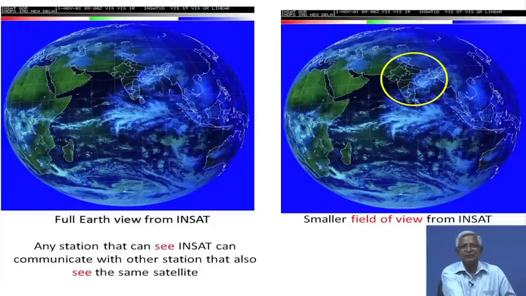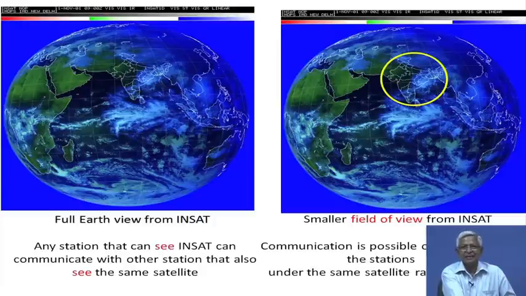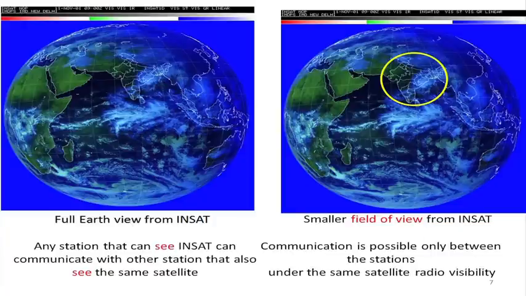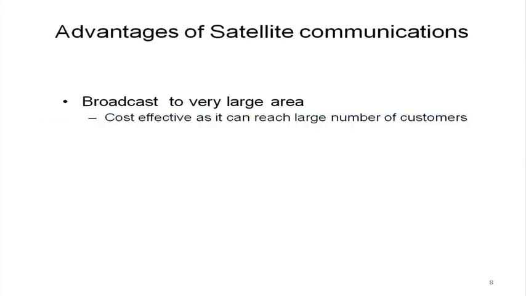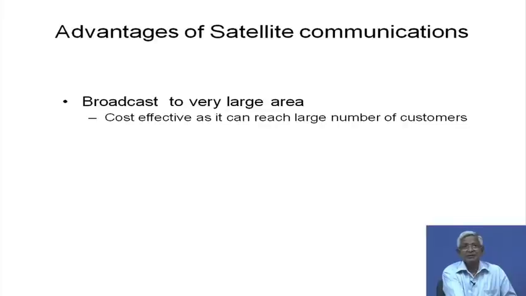So that is the smaller field of view of INSAT, and communication is possible only within the radio visibility of these stations which are in the radio visibility of the satellite. It is a very simple way of telling it. Now, let us see the advantages of this type of communication. The basic advantage is that it can broadcast to a very large area. It is cost effective, it can reach a large number of customers with one single repeater.